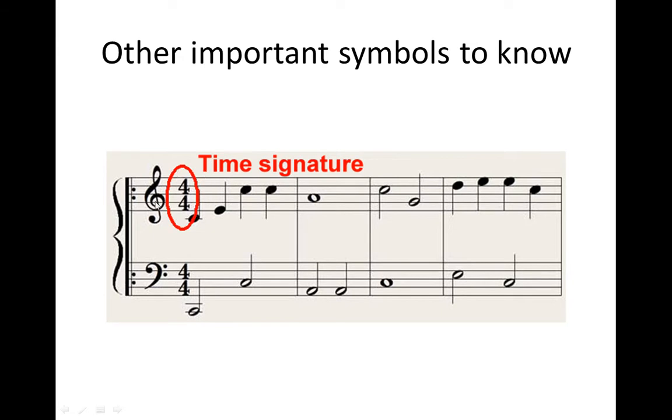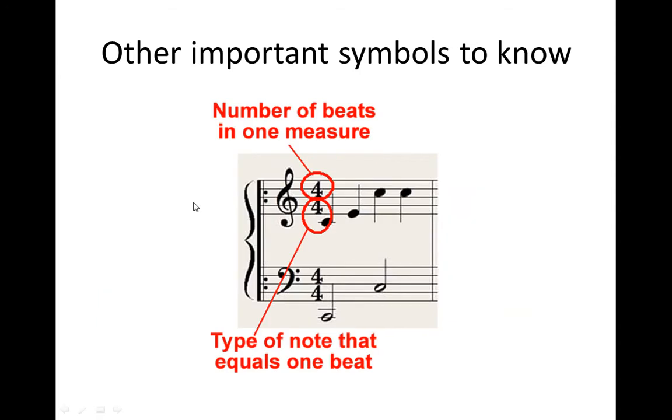At the very beginning, also, you will see two numbers on top of each other, and this is something called the time signature. The top number of that time signature is the one you're going to care more about if you don't know a lot about reading music. Basically, it tells you how many beats are going to be in one measure. So those bar lines that cut up the piano music, in this particular example, there would be 4 beats in between every set of bar lines.